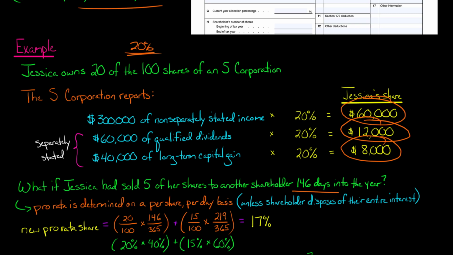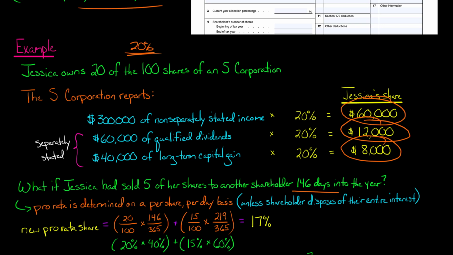So what I've got here is, she owned 20% of the shares, and then we multiply that by 146 divided by 365. She owned 20% of the shares for 146 days out of the 365 total. Then she owned 15 out of the 100 shares times 219 days remaining out of the 365 days for the year. So if you do the math here, you'll end up seeing that this is 17%.